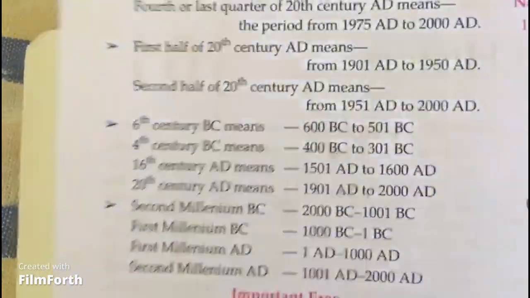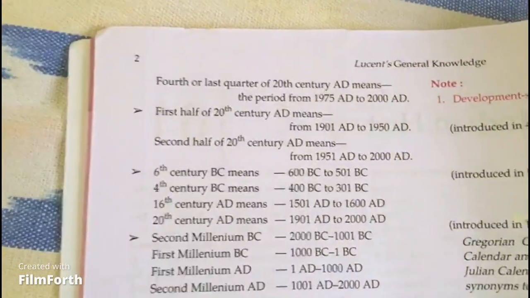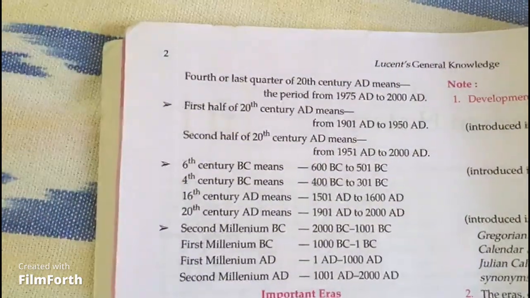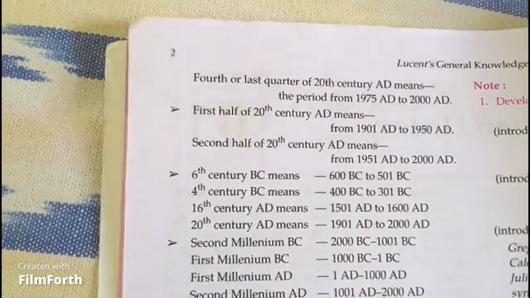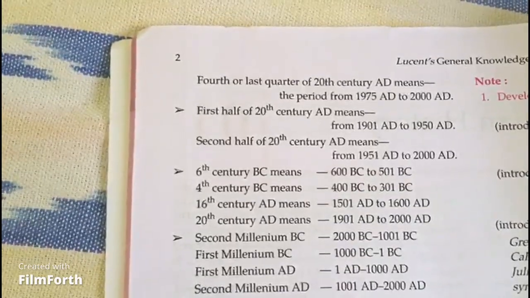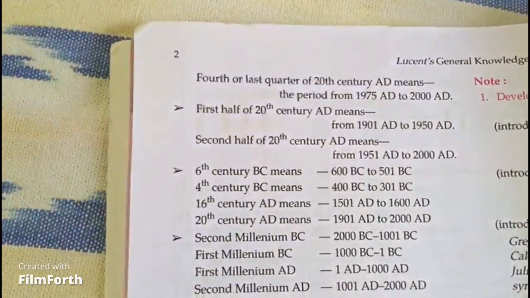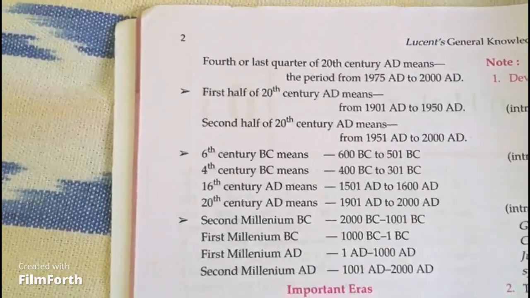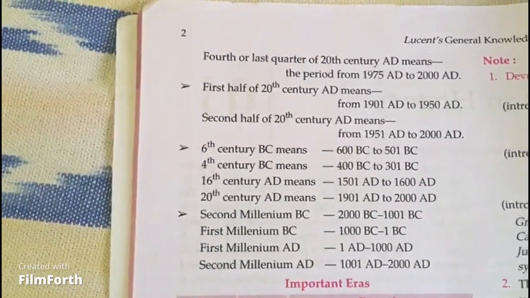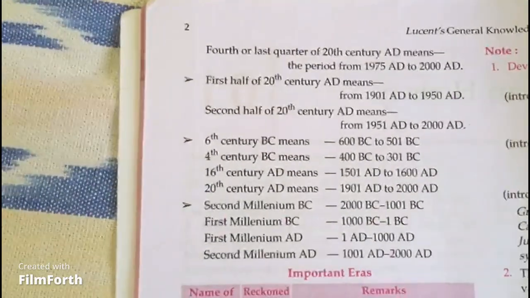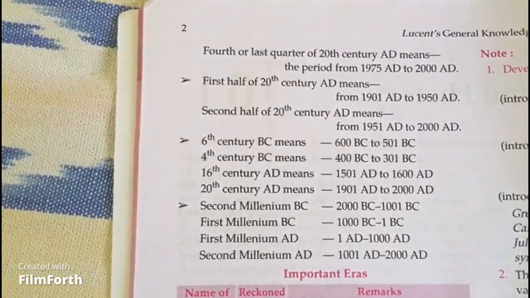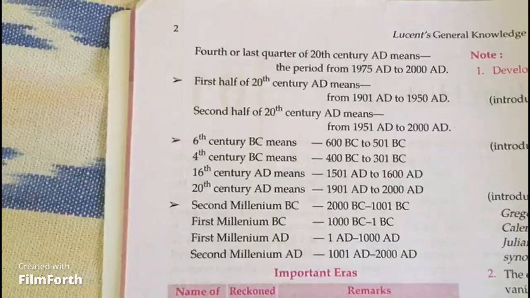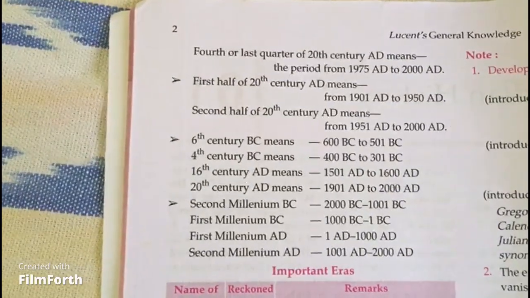So, the next part. Fourth or last quarter of the 20th century AD means the period from 1975 AD to 2000 AD. First half of the 20th century AD means from 1901 AD to 1950 AD. Second half of the 20th century AD means from 1951 AD to 2000 AD.